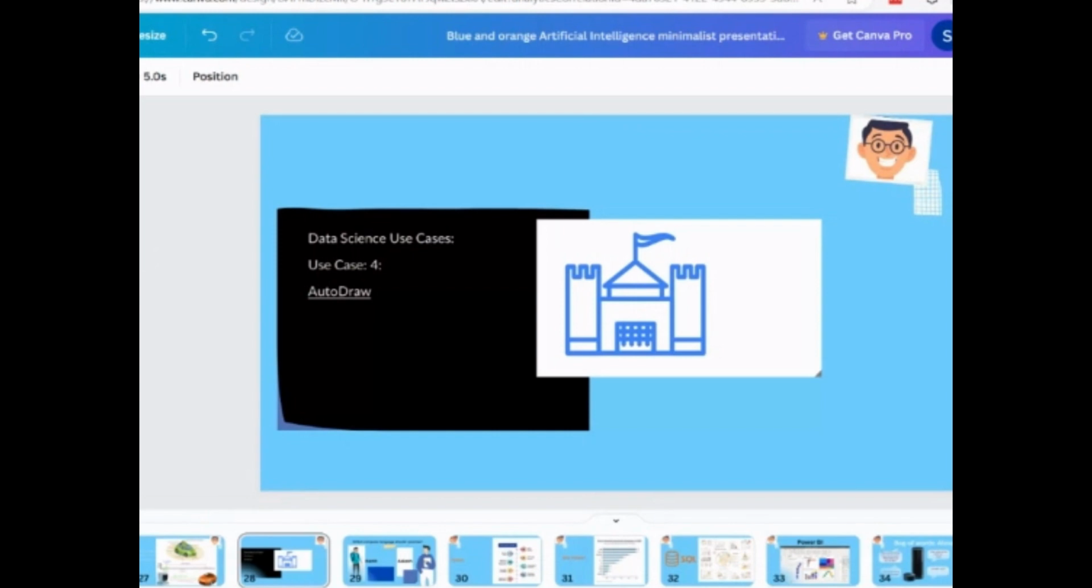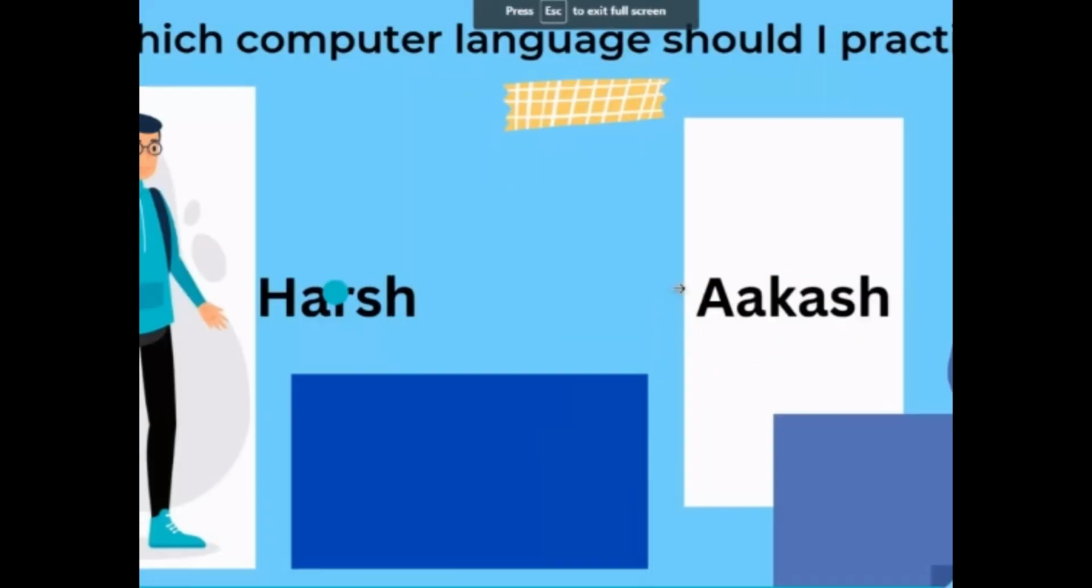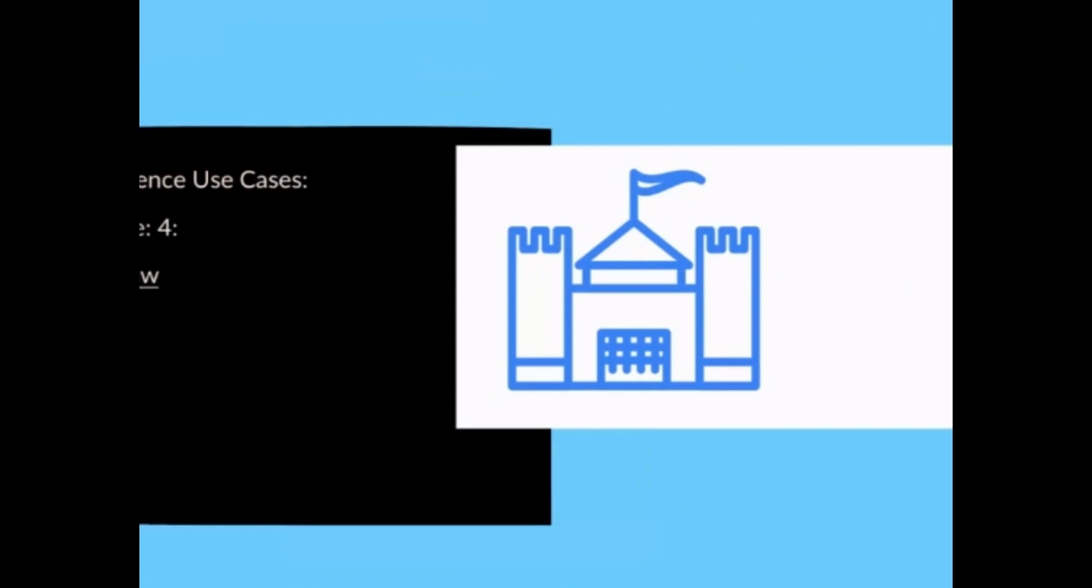And the next task, I'll go with the next part, this case study. This is the last case study. The next question from Harsh was like, which computer language should I practice? This is my question to all of you also. Which computer language or which skills do we require to get the position of data scientist and machine learning engineer? I'm going to start my counter here.